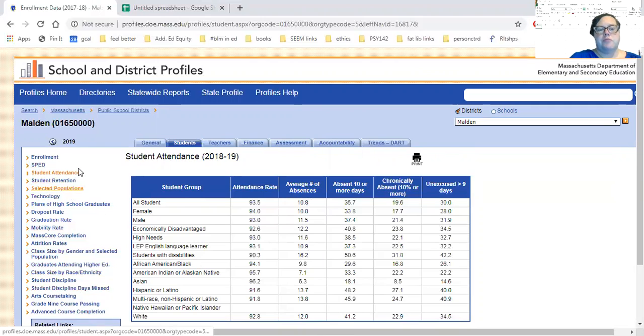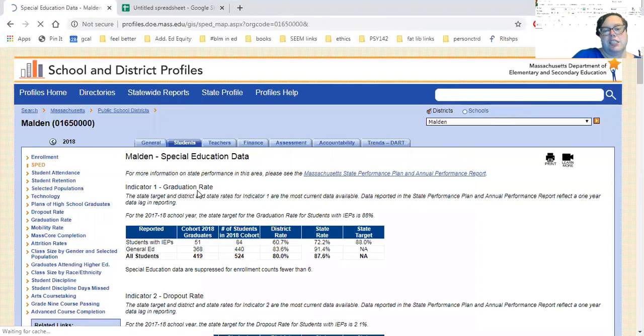Any of this information can give you valuable info on equity, and I think it gets really meaningful when you start trying to find connections, not necessarily causation, but some connections between the data. There's this one I wanted to show you quickly. It looks different. It says SPED. So this can help you look at a number of indicators that are used for state accountability. And there's an annual performance report available.